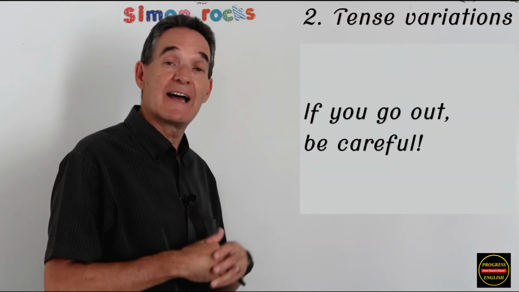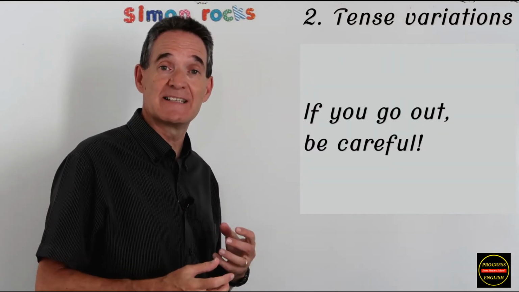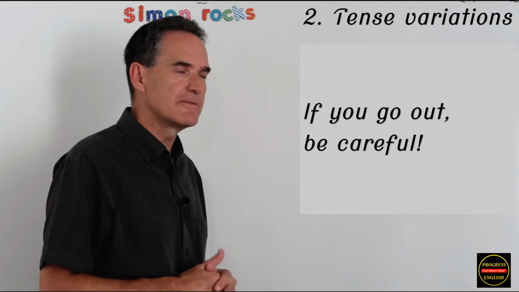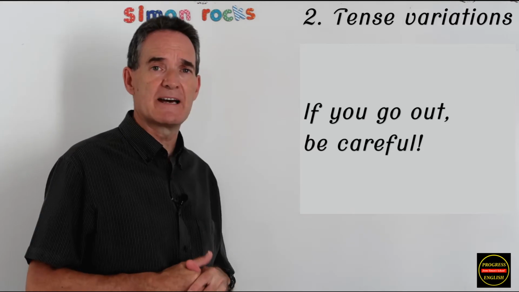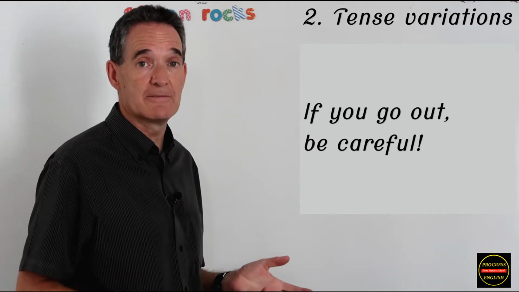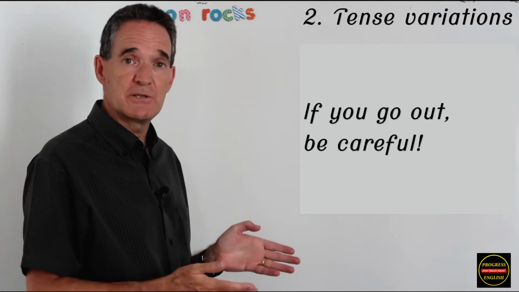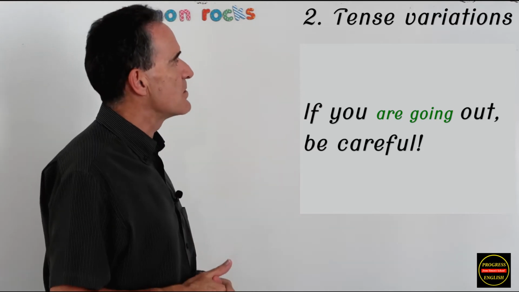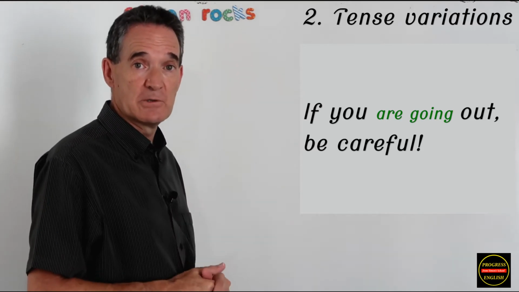Now let's have a look at how you can change the tenses in the conditionals and make them more interesting. Let's have a look at a few examples. Here we have a normal 0 conditional. If you go out, be careful. Well, you can substitute the present simple here for a present continuous. If you are going out, be careful.